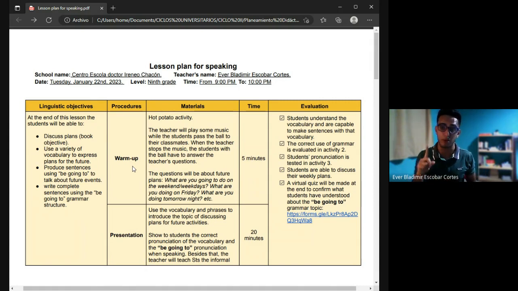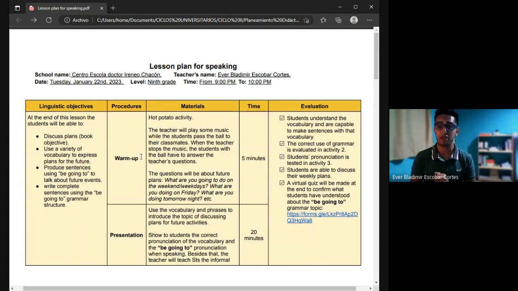So the first procedure is the warm up. This is the hook to catch the students' attention. In this case, we are going to play an activity about the hot potato, right? The hot potato. Almost everybody knows this activity. It's really funny and interactive.